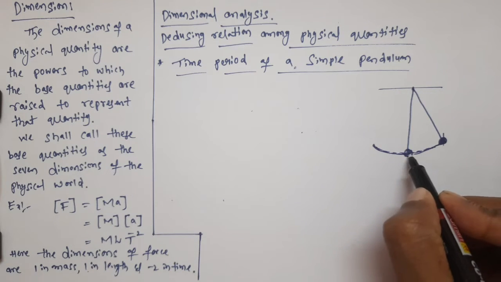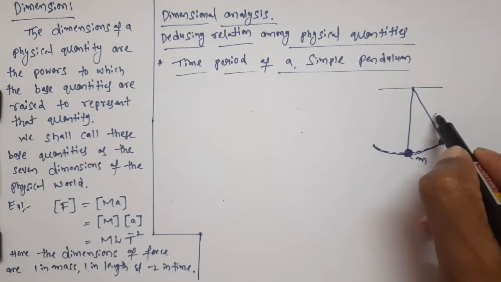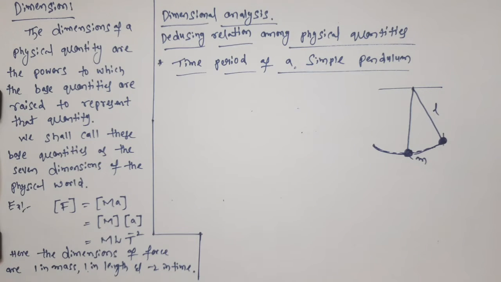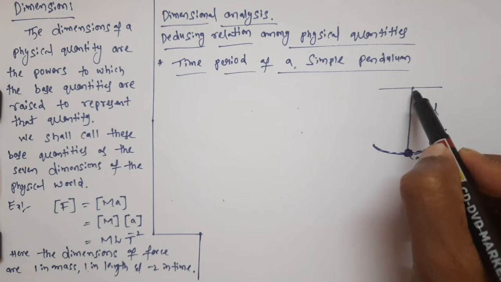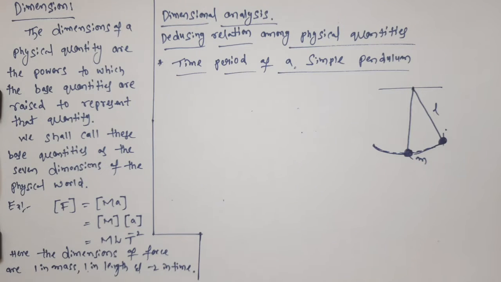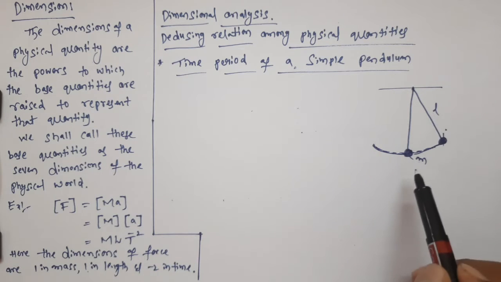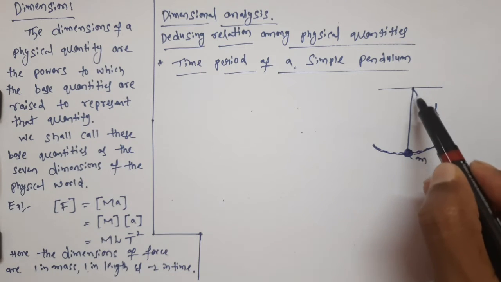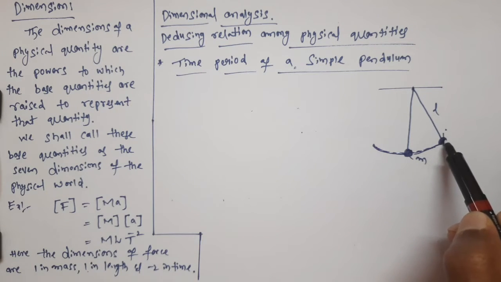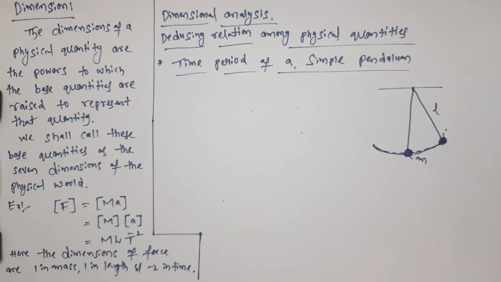Now let us assume m is the mass of the bob and l is the length of the simple pendulum. The length of the pendulum means from the center of the bob to the hanging point. So this length is called the length of the pendulum. And why does it come like this? Whenever we take the bob to one side, it doesn't stop there, right? It comes back and again makes oscillations. This is due to acceleration due to gravity. So now we want to derive the equation for the time period.